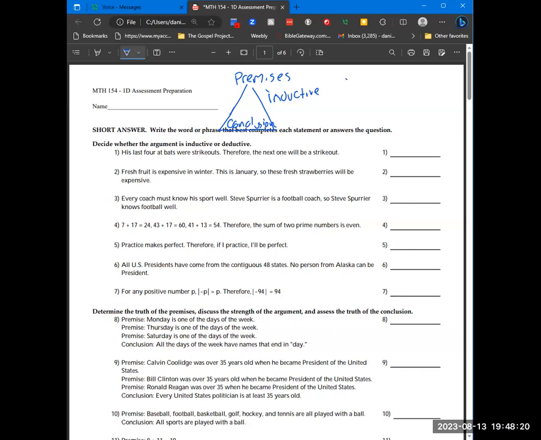And deductive reasoning, you make a conclusion that is smaller than your premises.